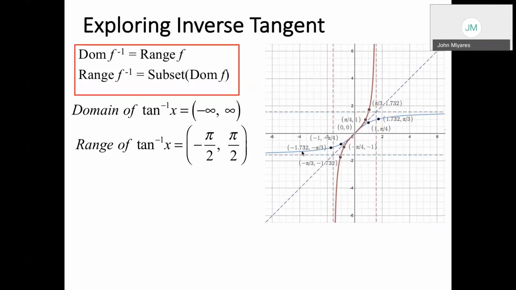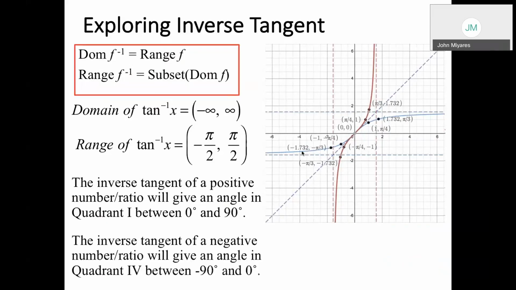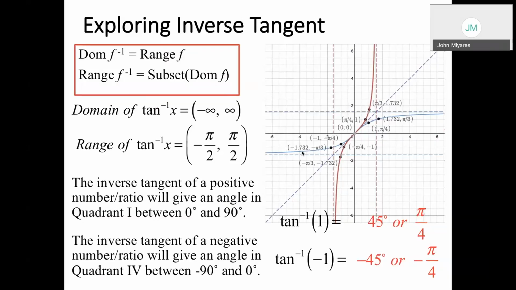Bottom line, the inverse tangent of a positive number or ratio will give an angle in quadrant 1 measuring between 0 and 90 degrees, or 0 and pi over 2 radians, while the inverse tangent of a negative number will give a negative angle between negative 90 degrees and 0 degrees, ending up in quadrant 4. So the inverse tangent of 1 will be 45 degrees, or pi over 4 radians, while the inverse tangent of negative 1 becomes negative 45 degrees, or negative pi over 4 radians.